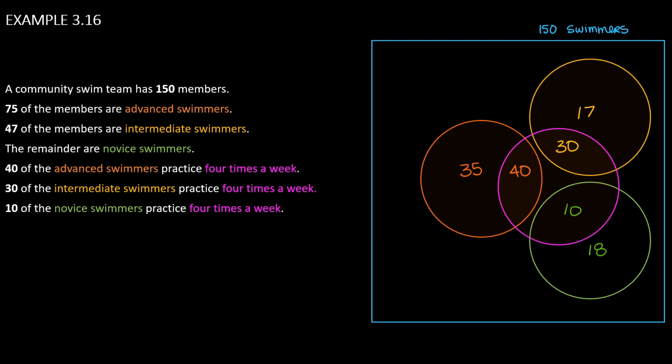And the novice swimmers, 10 of them practice 4 times a week, which leaves 18 who do not practice 4 times a week. Before we say that our diagram is complete, it's worth checking that we've accounted for all 150 swimmers within the 4 circles that we've drawn here. So if I add up my 35, 40, 30, 17, 10, and 18, I'll get 150, which means every single swimmer has been placed in the correct position in the diagram. We can use this diagram as a reference point when we're asking probability questions about this group of swimmers.